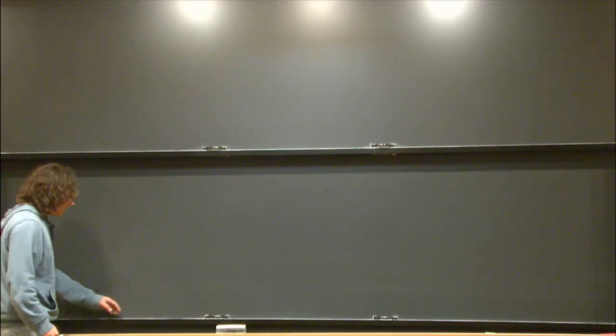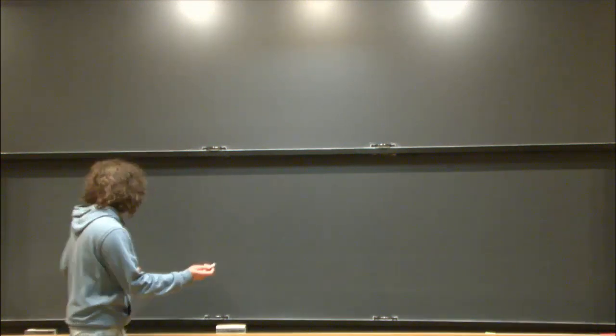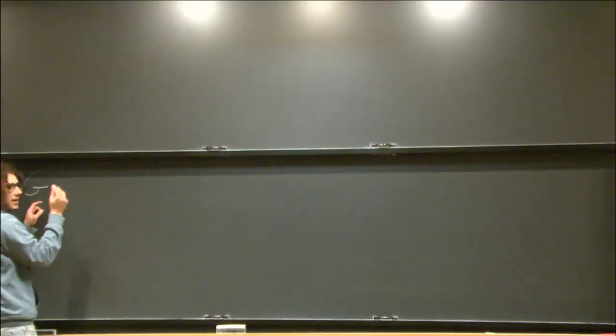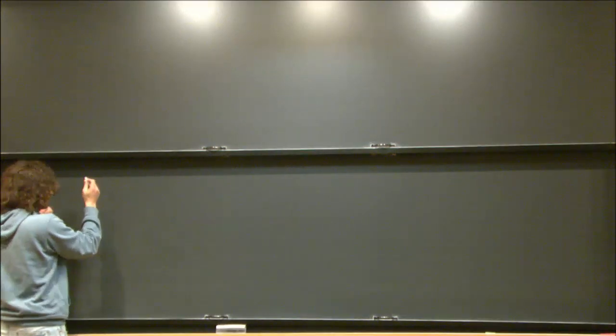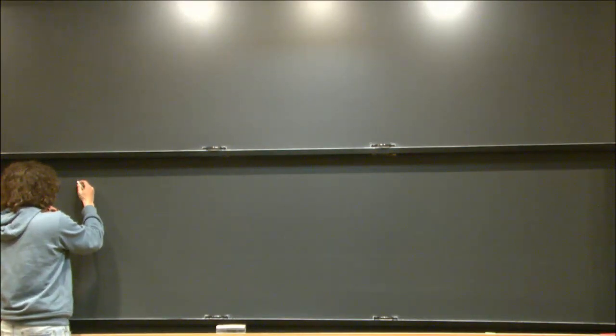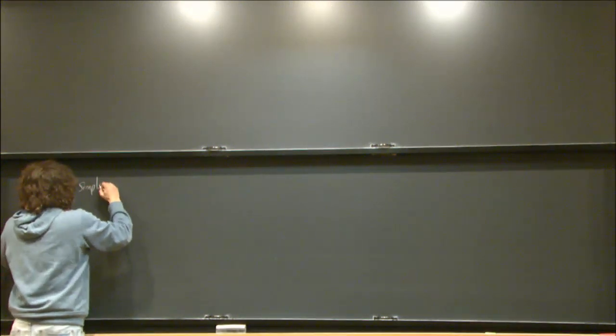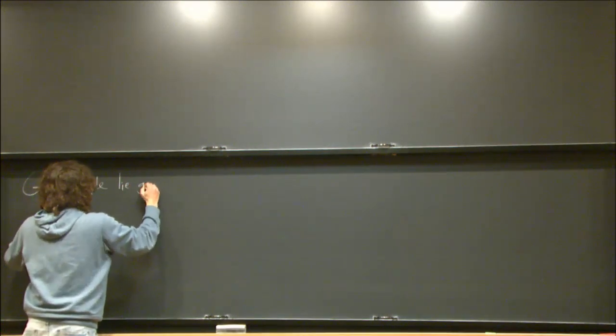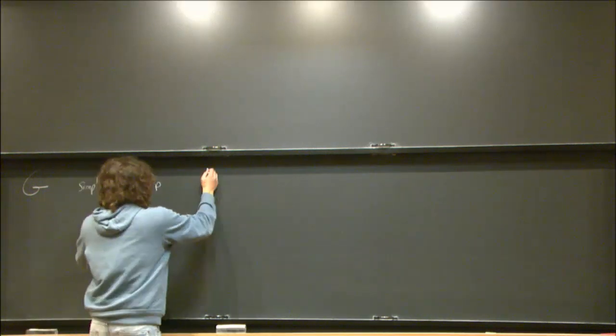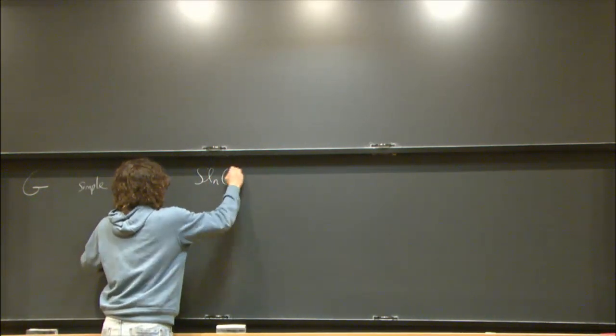So I'll first start describing the object. I'm going to talk about G. It's going to be a simple Lie group, or semi-simple, but just to keep it simple, it's going to be a simple Lie group, and in my mind it's always SLNR.